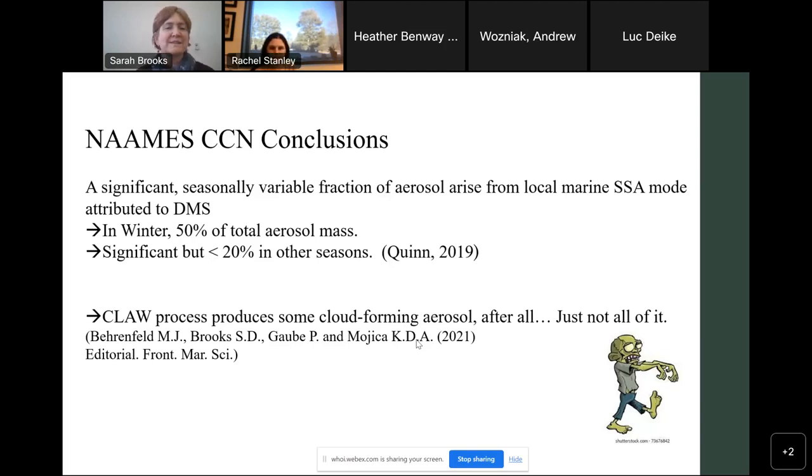And if you would want more details on that, Mike Bernfeld and I and some others wrote a little bit of an overview of what was found during NAMES.